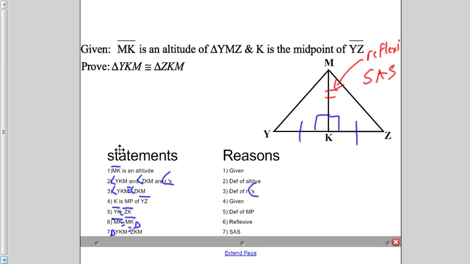Yeah, okay. You should have MK is an altitude, given. Everybody should be able to write down the givens, right? Okay. Then angle YKM and angle ZKM are right angles. Definition of an altitude.